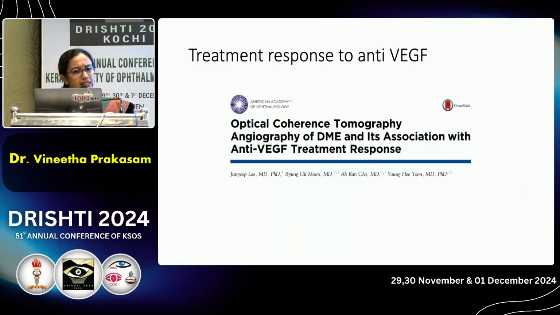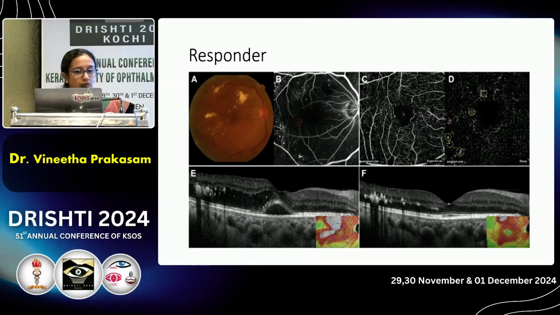Now, this is an interesting study where they studied the OCT angiography of DME and its association with treatment response to anti-VEGF agents. They classified the patients into two groups, responders and non-responders. This is an example of a responder. You can see the left side OCT image is the pre-injection, right side is the post-injection, and they measured two parameters, the foveal avascular zone and the microaneurysms identified on OCTA in the superficial and the deep capillary plexus. This is the superficial, this is the deep. And these yellow circles are the microaneurysms detected on OCTA.